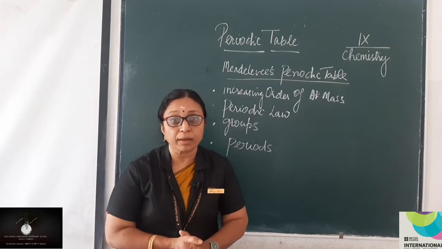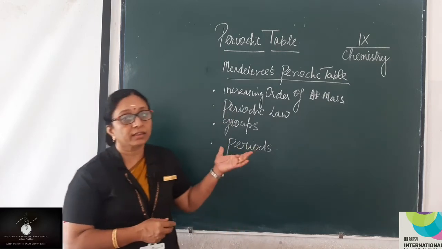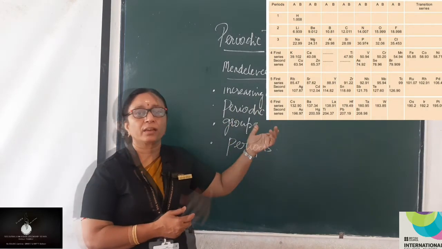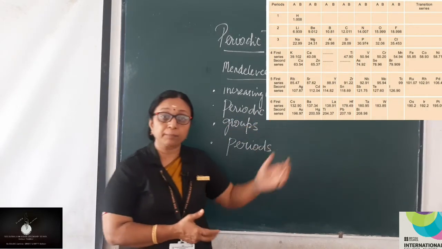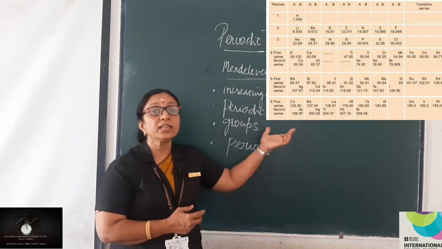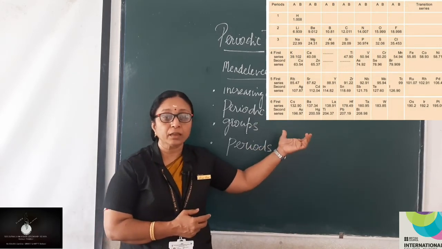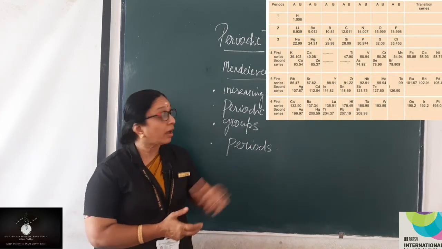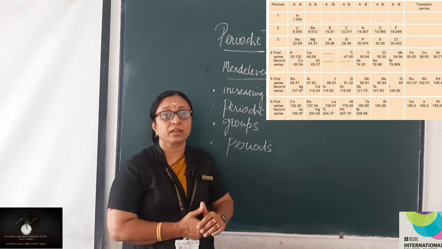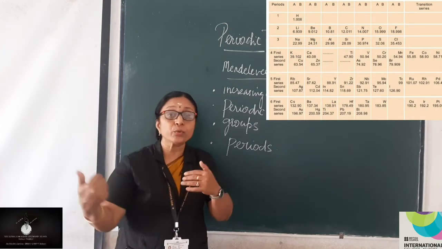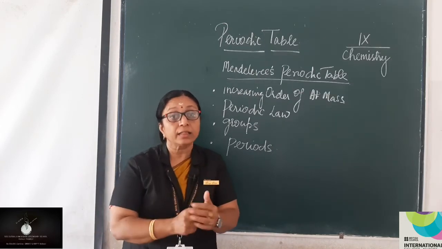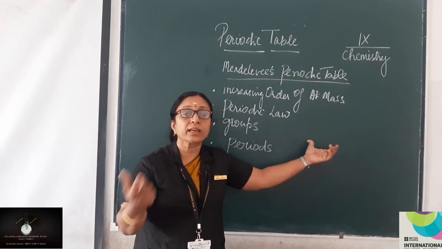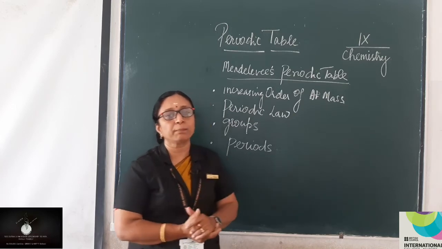Children, if you see Mendeleev's periodic table, yes, this is Mendeleev's periodic table. You can see a lot of empty spaces there. Why are some places left empty? Yes, these places were left empty for the future discovery of elements. Mendeleev left the spaces vacant so that when future scientists discover an element which belongs to the same group, they can place the element in those vacant places.